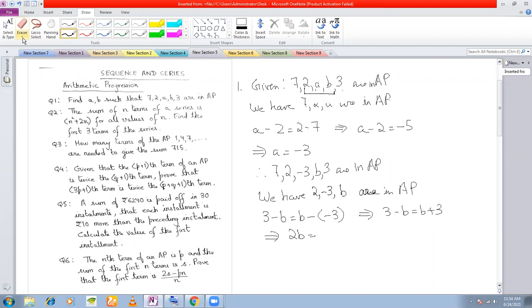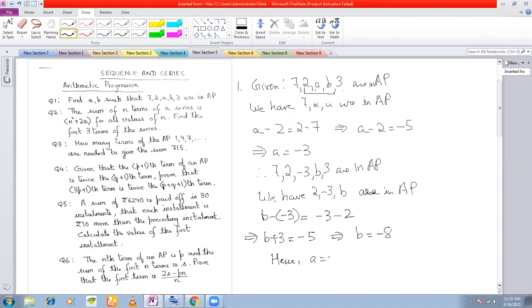Right? So therefore, we can write from here B minus of minus 3 is equal to minus 3 minus 2. So we have B plus 3 is equal to minus 5. That means we get B is equal to minus 8. Okay, so we have found out the values of A and B. So hence A is equal to minus 3 and B is equal to minus 8.